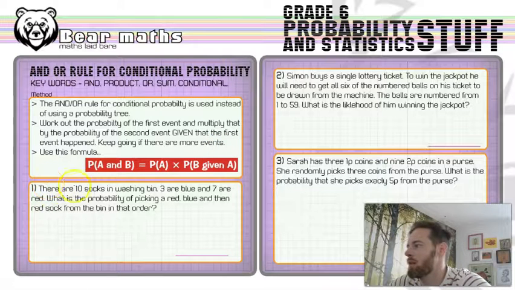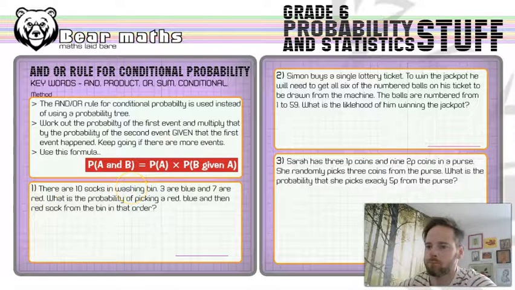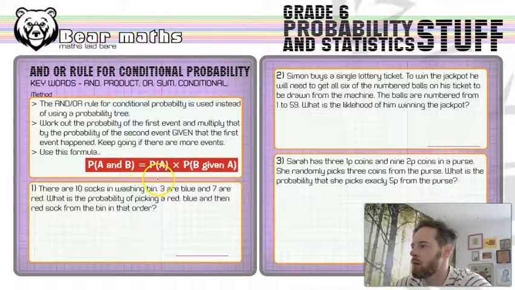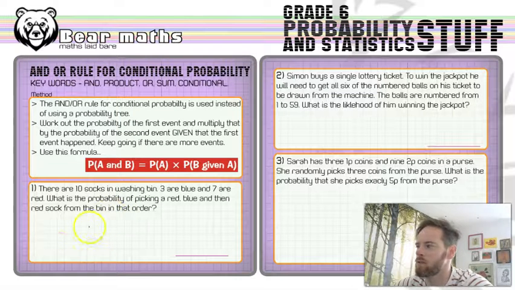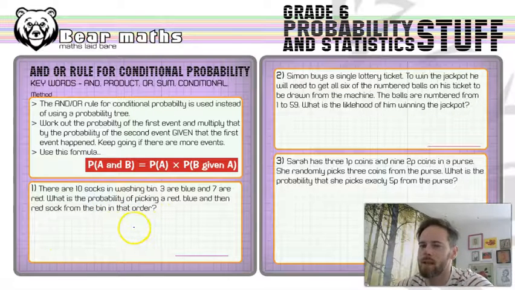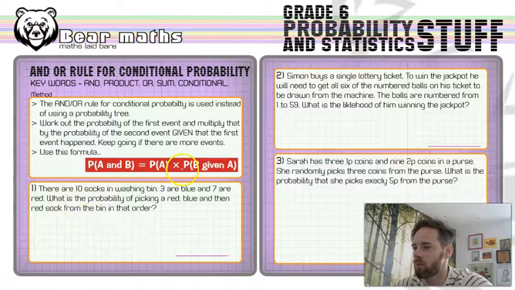So in question number 1, there are 10 socks in a washing bin. Everyone can picture this. 3 of them are blue and 7 are red. What's the probability of picking a red, blue, and then a red sock from the bin in that order? Okay, so you imagine you could do a probability tree for this, but it's 3 events, so the tree gets big quite quickly. All right, so what we do is we just think about the probabilities, okay, and know that we can use this rule.